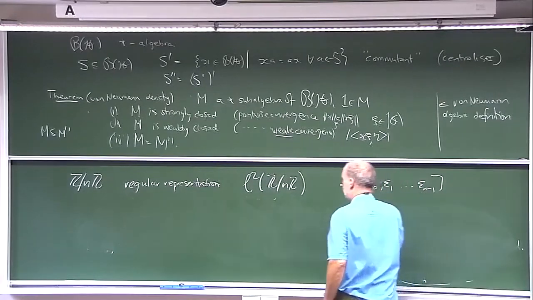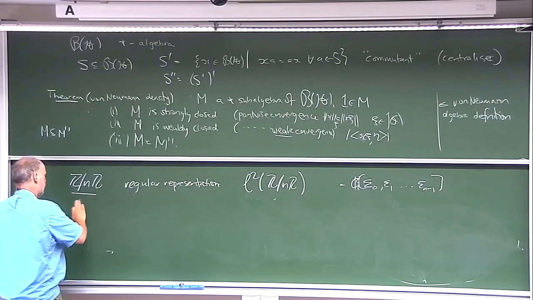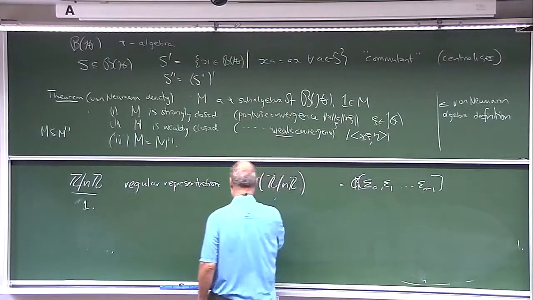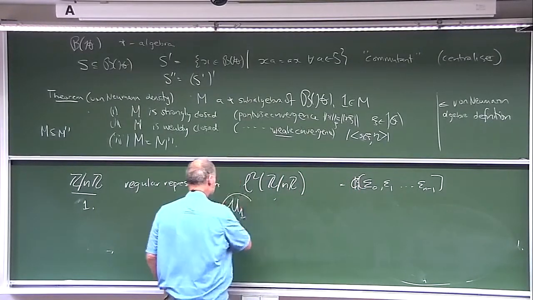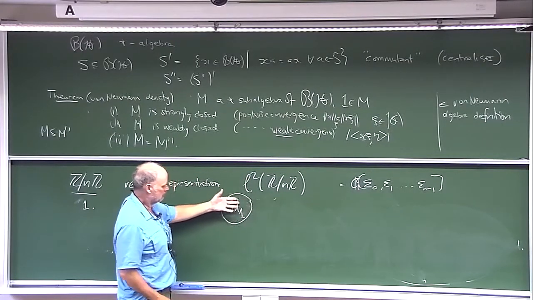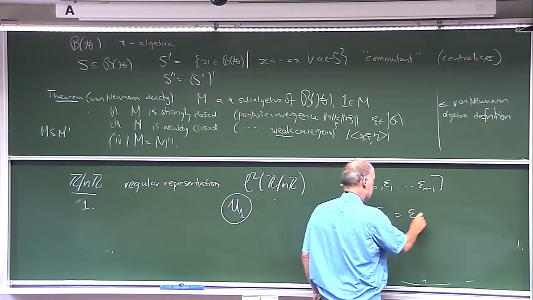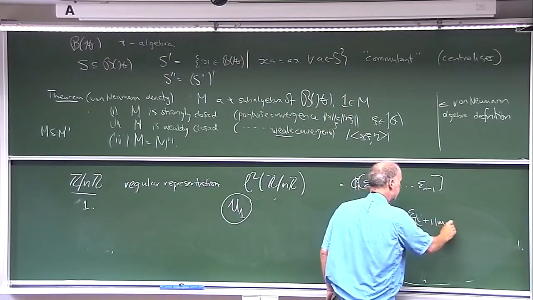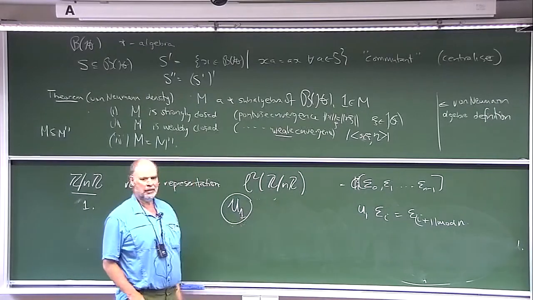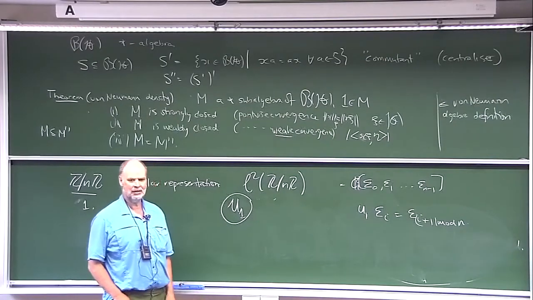So we call the generator of this group 1, and we call the regular representation U sub 1. This is going to be unitary on this vector space, which represents translating by 1. Then U sub 1 epsilon i equals epsilon i plus 1 mod n. I'm saying something incredibly elementary here, so if you have any questions at this stage, you better ask me, because this is just a question of notation.